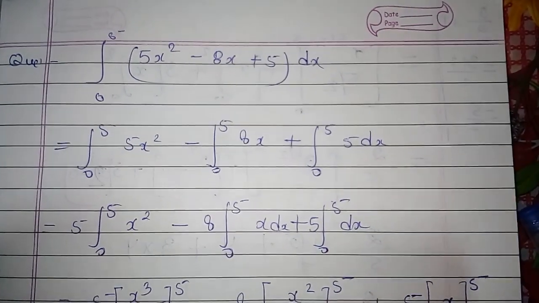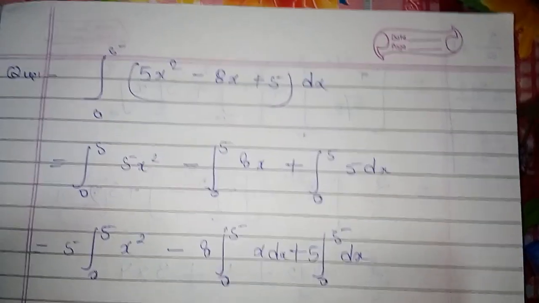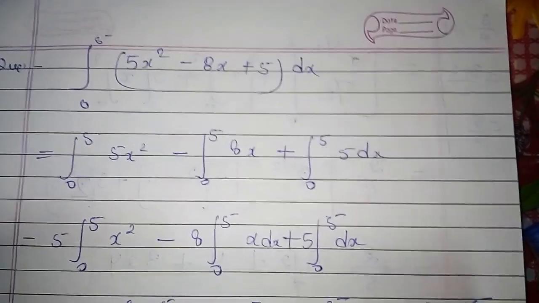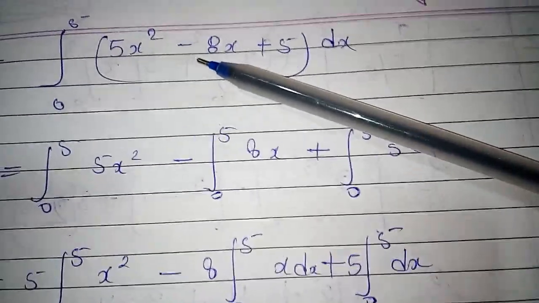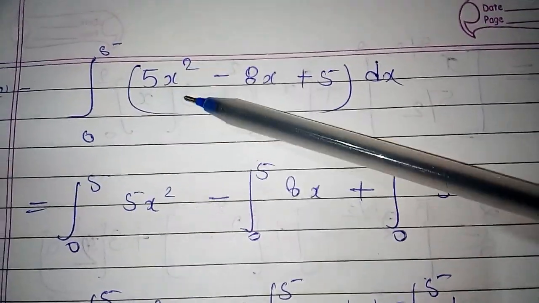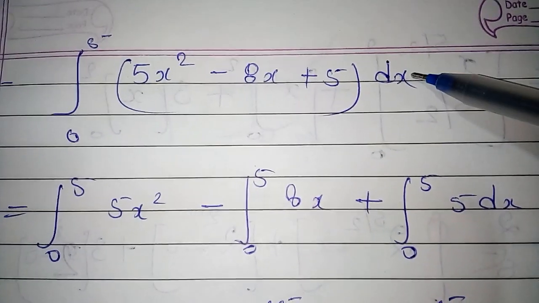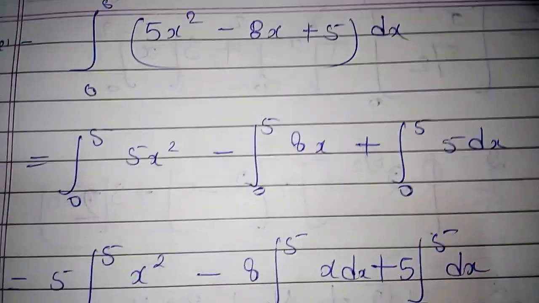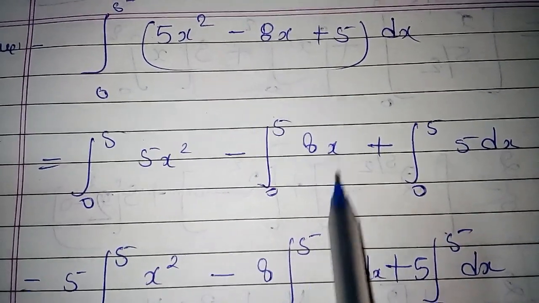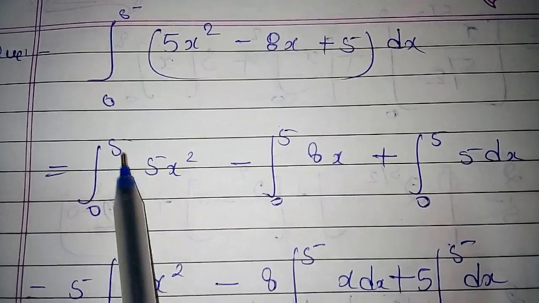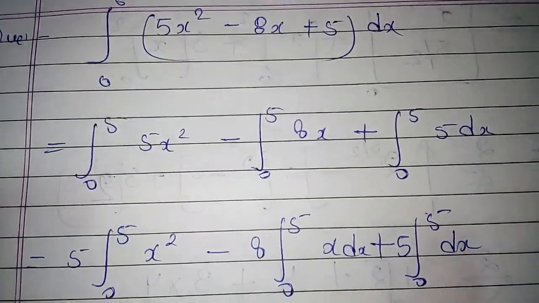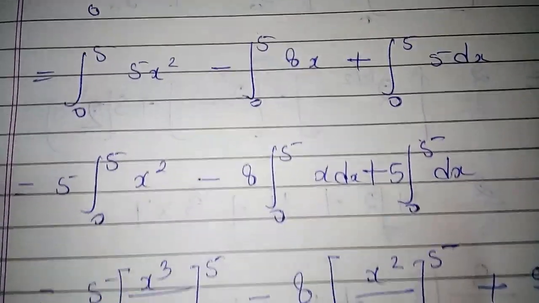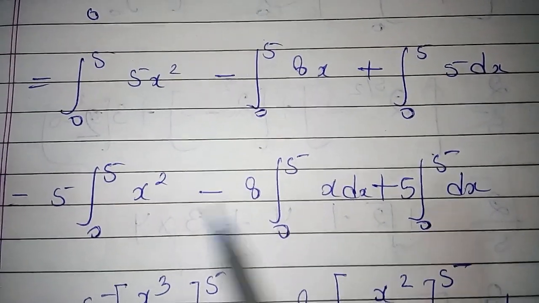So here we are ready with our next question of integration. Integration 0 to 5 of 5x square minus 8x plus 5 dx. Now first you have to separate all these three functions. So this is equal to integral 0 to 5 of 5x square minus integral 0 to 5 of 8x plus integral 0 to 5 of 5 dx.